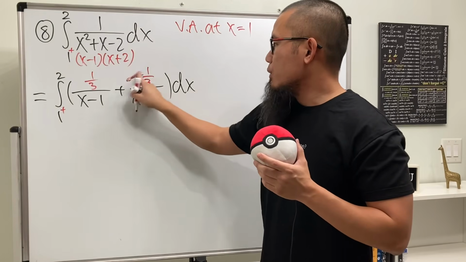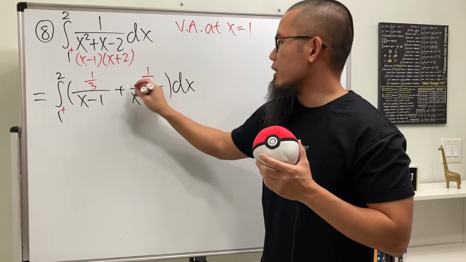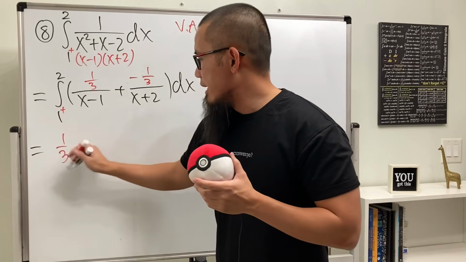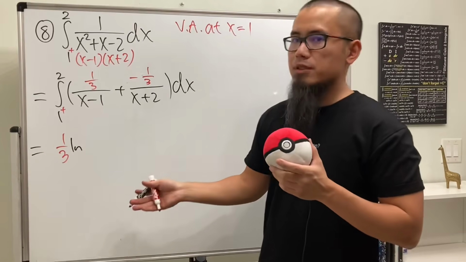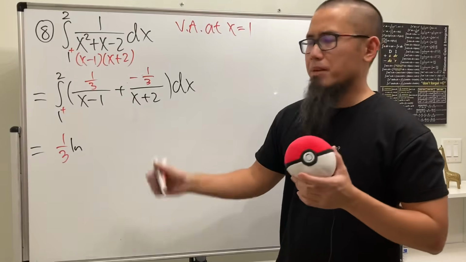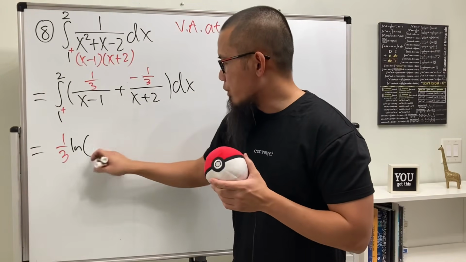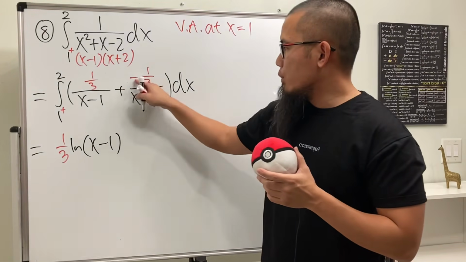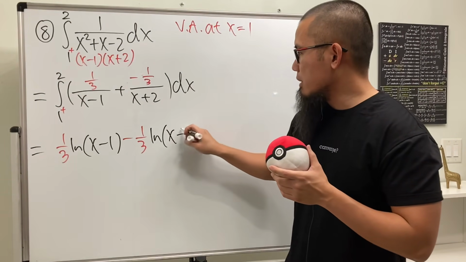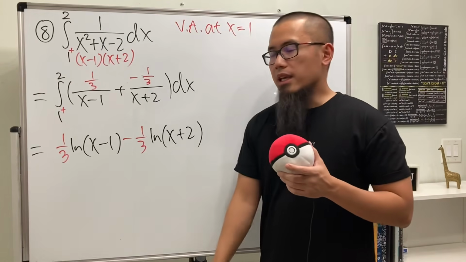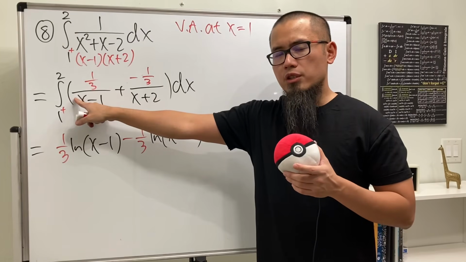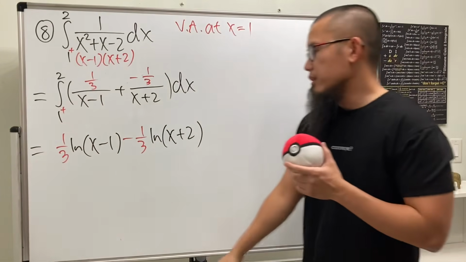Perfect. So now we can just go ahead and integrate. For the first one, we'll just have 1/3 and then ln. And we don't need to have absolute value because on this interval, the x minus 1, x plus 2 will be positive, so don't worry. So let me just put parentheses, x minus 1, and then we are going to minus 1/3 ln parentheses x plus 2. And again, you see that this is the integration, and the coefficient of x is just 1, so we do not have to divide anything else.